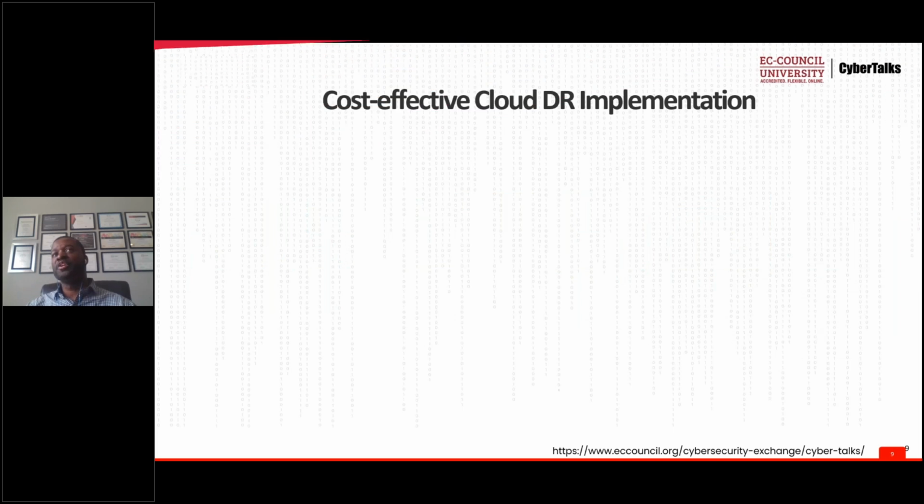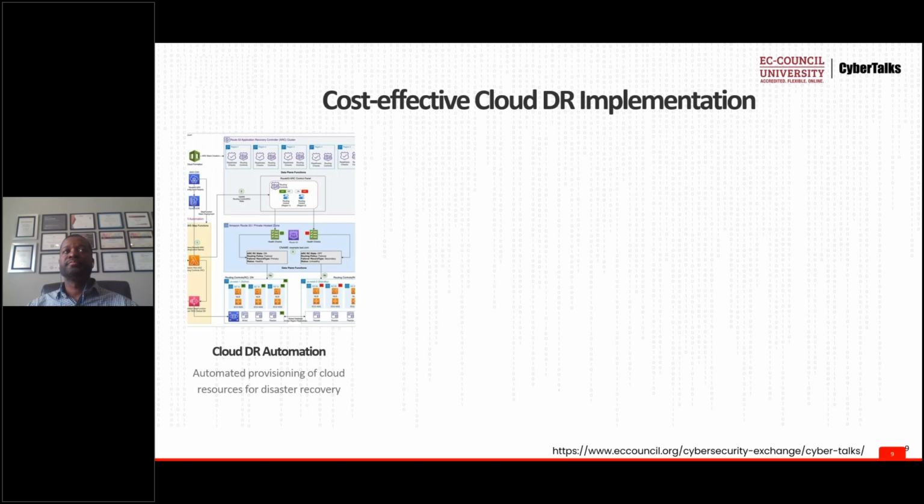Let's turn our attention to what it takes to implement cloud-based disaster recovery solutions in a cost-effective way, balancing performance, reliability, and budget. We begin with cloud DR automation. By automating the provisioning of cloud resources, organizations can reduce manual overhead, speed up recovery time, and ensure consistency during activation. It's faster, smarter, and less error-prone.